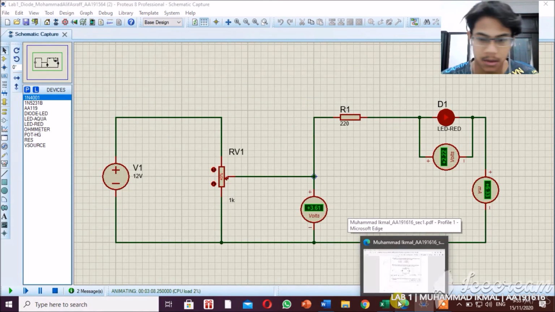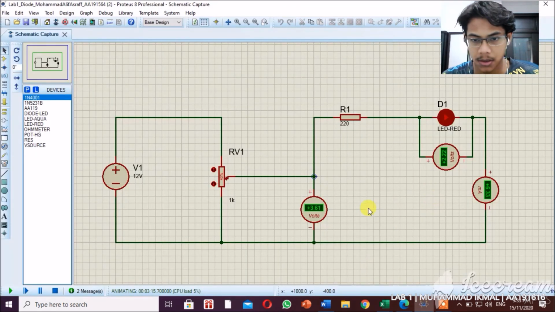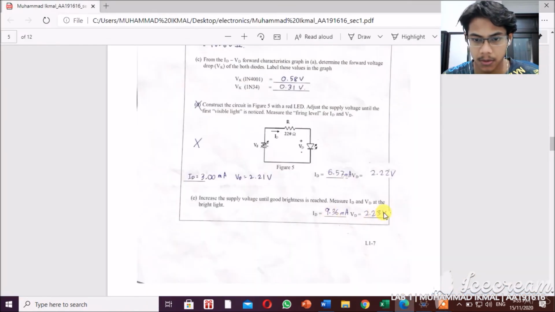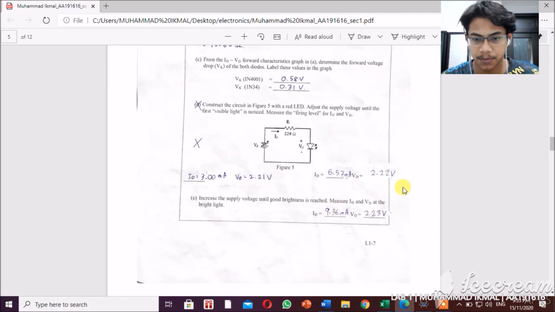So the next question is to increase the supply voltage until good brightness is reached. Measure the ID and the VD at the bright light. So you can see the result that I got is 2.3 volt and 9.36 milliamp. You can see that it starts to light up clearly, and the result that I got is the same as the question.